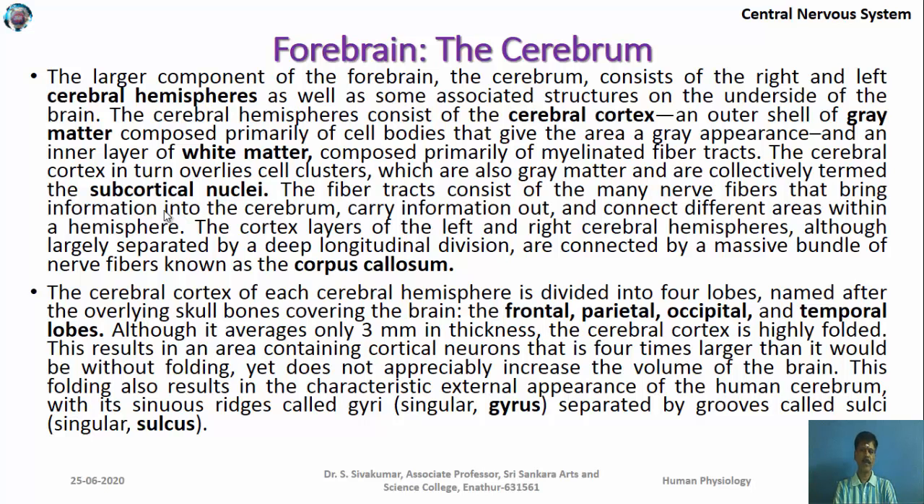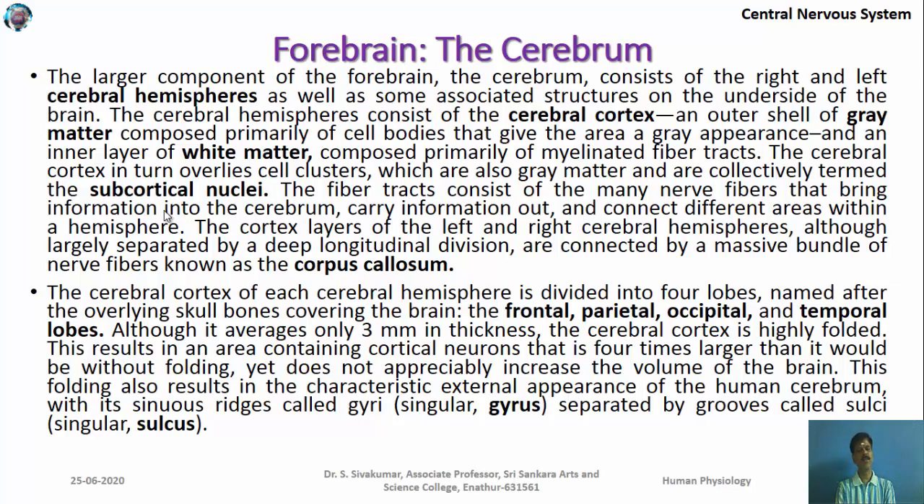Next is the cerebrum. The cerebrum contains gray matter and white matter. The outer cell layer is usually gray in color, so it is known as the gray matter. The interior part usually contains myelin sheath, which is why it is called white matter. The cortex layers of the left and right cerebral hemispheres are largely separated by a deep longitudinal division. They are connected by a massive bundle of nerve fibers known as the corpus callosum. The corpus callosum collects all the connections. It's like a connection component. All the nerve fibers are connected to this corpus callosum.